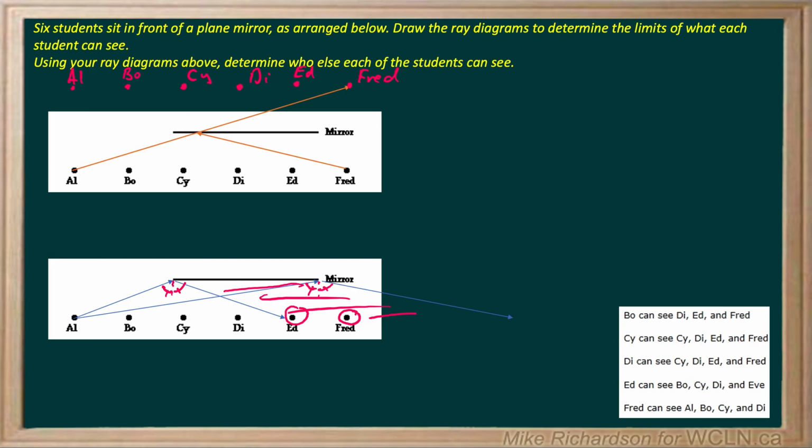Now you could do that with all the other candidates. Bo, you could test his limits by sending a ray of light to this edge and a ray of light to that edge and seeing what is trapped by those reflected rays. Similarly with everybody else.